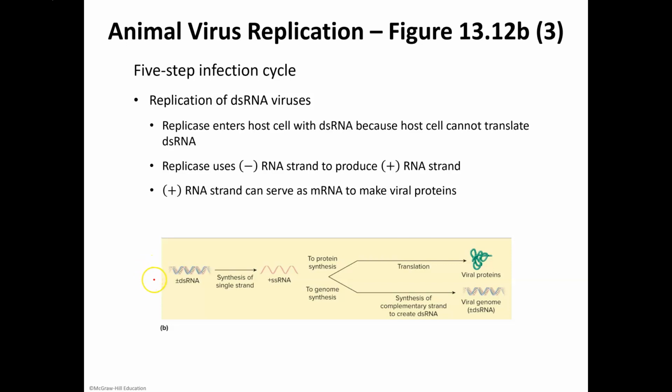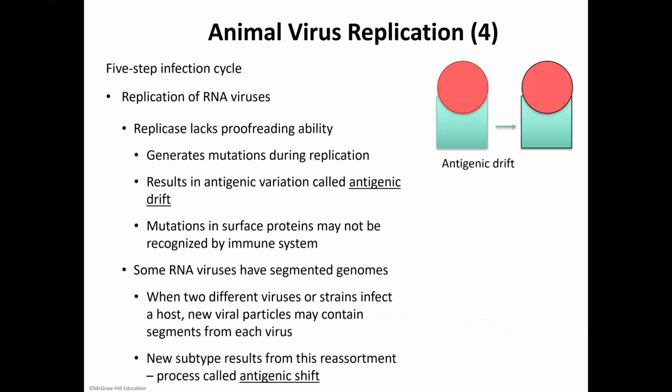Double-stranded RNA then has both the positive and the negative strand. So the positive strand can be used for translation. The negative strand can be used to produce more positive strand, and then we have that double-stranded RNA, again, for the genome.